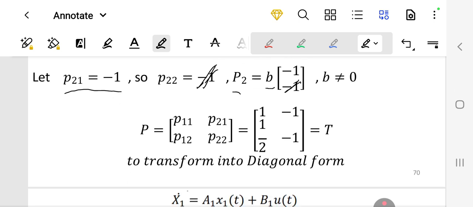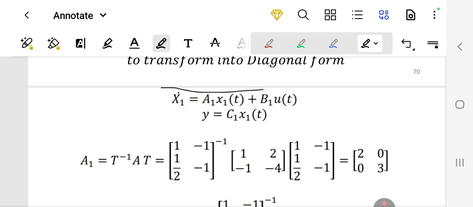Therefore, we obtain the eigenvectors, or the transformation matrix. The transformation matrix is equal to the eigenvectors: 1 and here 0.216, and here we put the new value in place of negative 1.